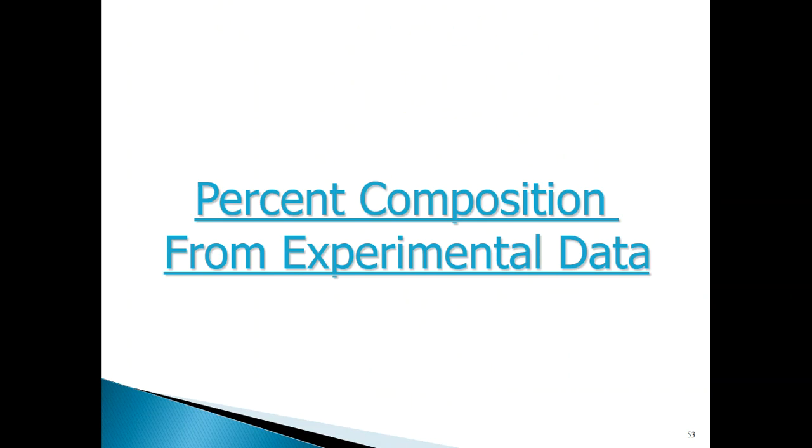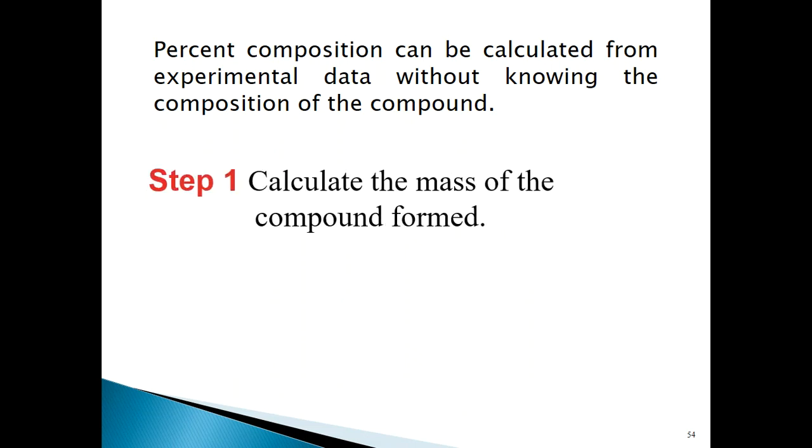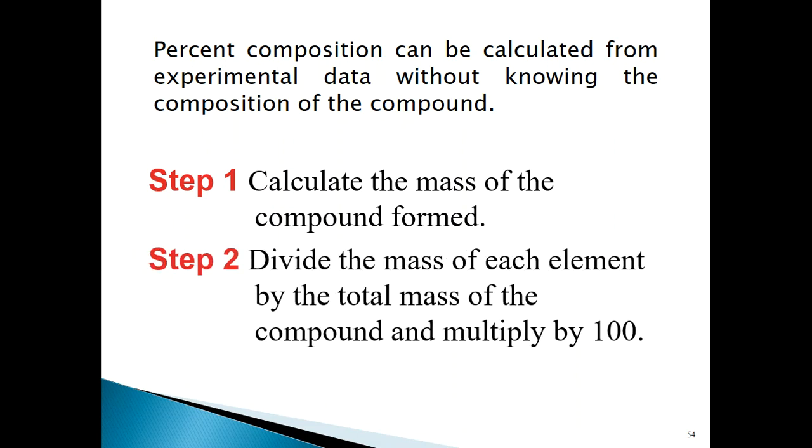Okay, now what is more challenging is doing the reverse. In other words, if you're given the percent composition, how would you determine the formula? Now, the percent composition can be determined from experimental data, which I won't get into, but you can actually perform experiments to determine the percent composition. Let me just go through how it is actually done, in terms of the overall process. Basically, you calculate the mass of the compound formed, and then you divide the mass of each element by the total mass of the compound, and you multiply by 100. So it's kind of similar to what happens when you determine the percent composition based on the formula.